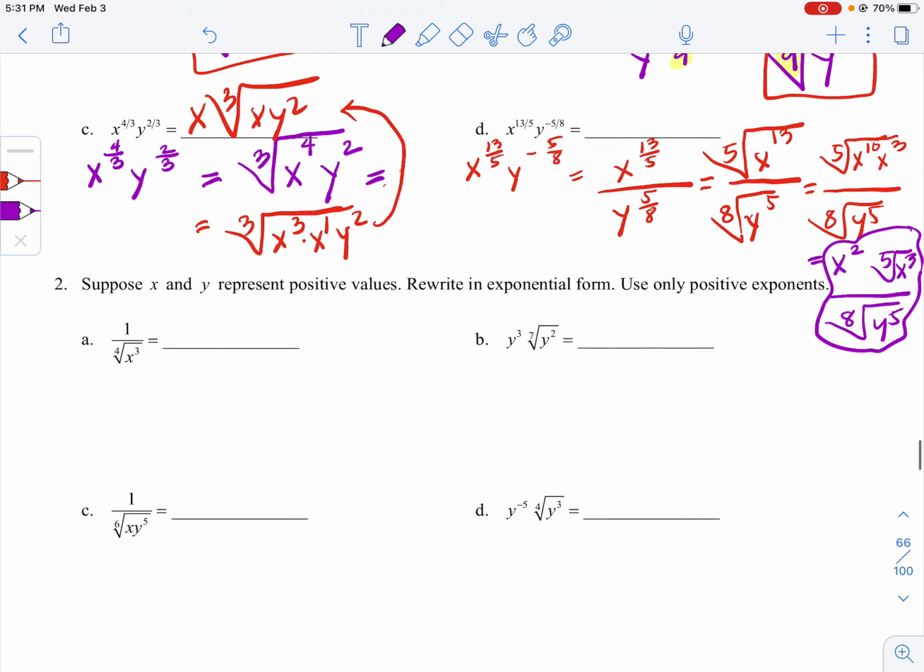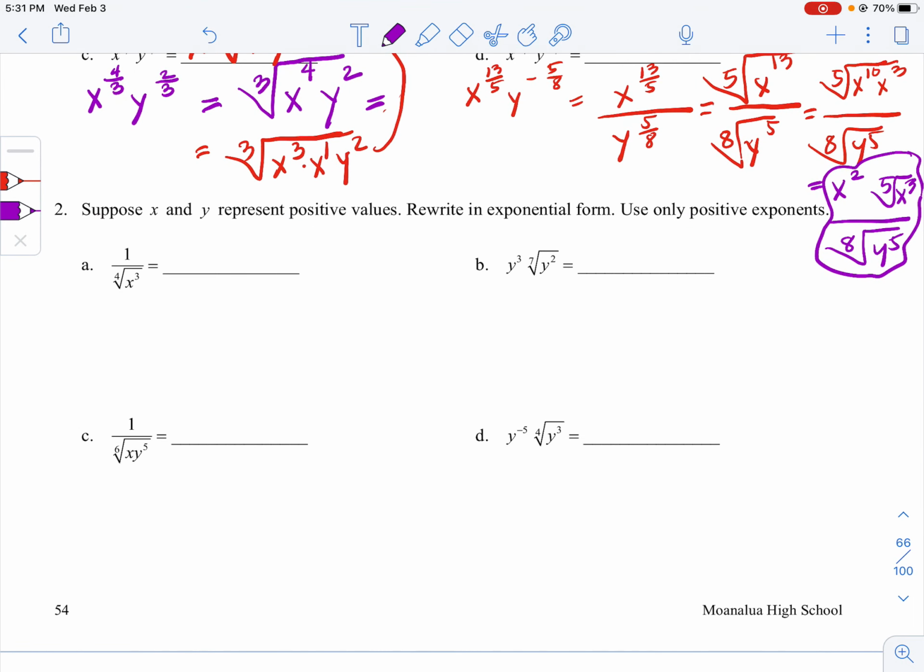So let us go to number 2. We have 1 over the 4th root of x cubed. All we have to do is we're going to do it backwards. You know how earlier I had it in exponential form and then I moved it to radical. This time I have a radical and I have to write that into exponential.